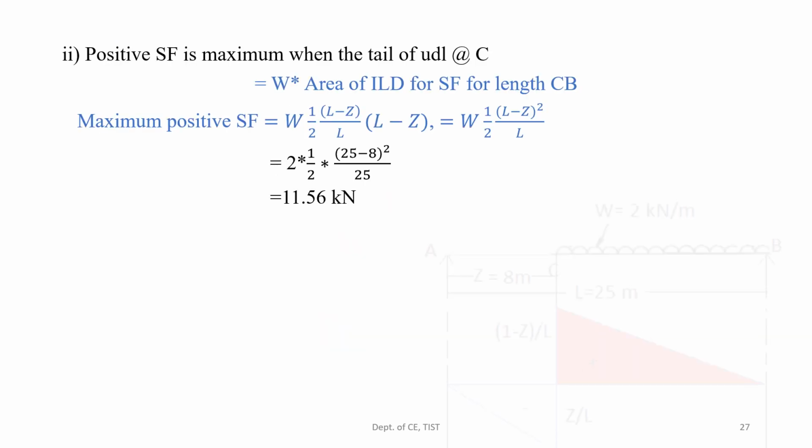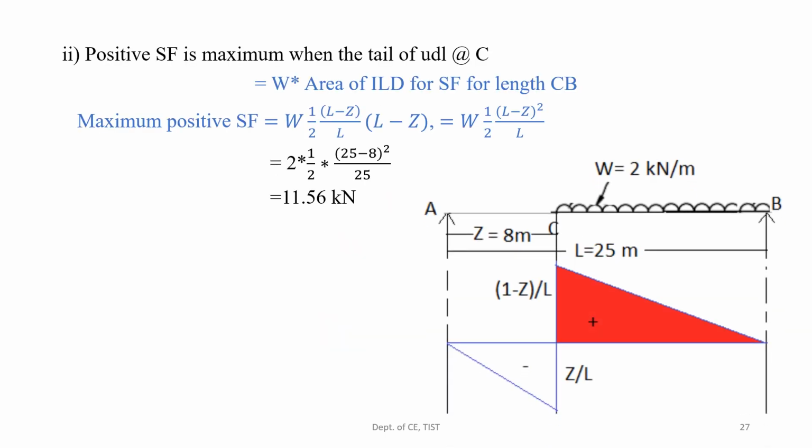Now this is a figure for the maximum positive shear force. Just place the tail of the UDL here, then find out the area of this triangle below this UDL. So the maximum positive shear force is equal to W by 2 into (L minus Z) the whole square divided by L. That's the equation. Just substitute the values in the equation for maximum positive shear force, and that's equal to 11.56 kilonewton.